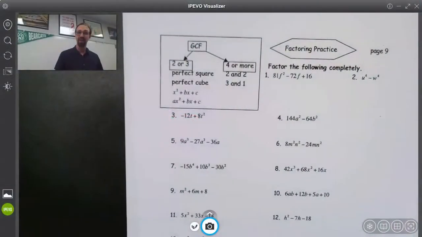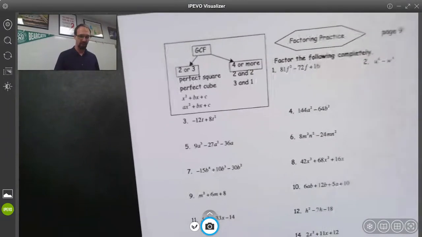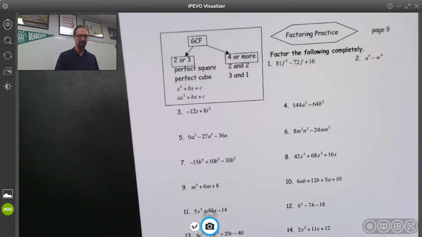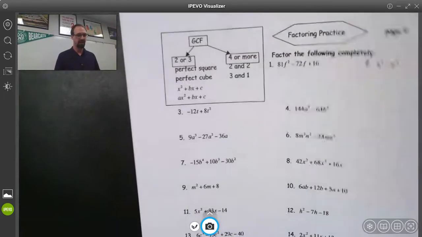We're going to be looking at page 9 today. Page 9 and page 10 are just factoring practice. So this is just a combination of any of them, and it's not necessarily in any order. So you may see some that are of one type and some that are another type. This isn't in order, and this is kind of how you see problems out in the wild.